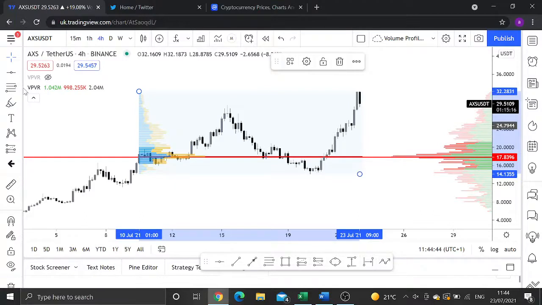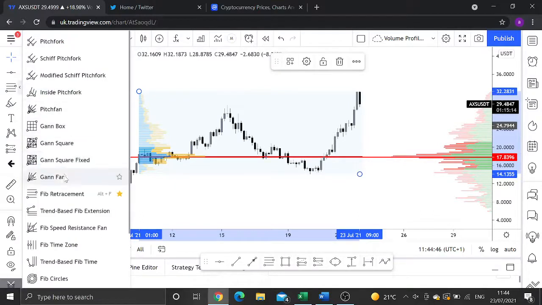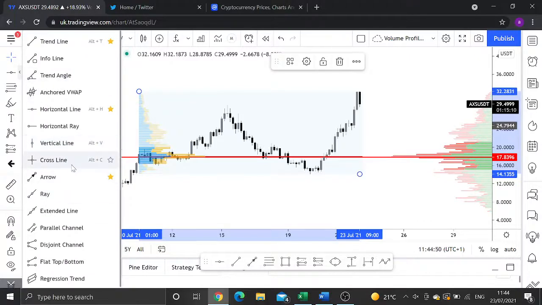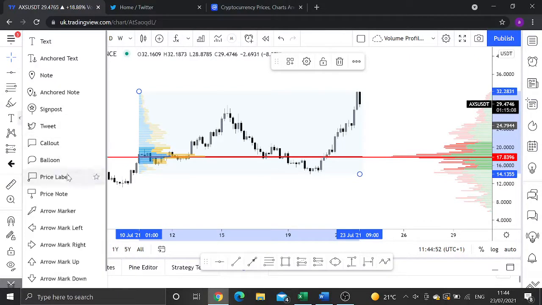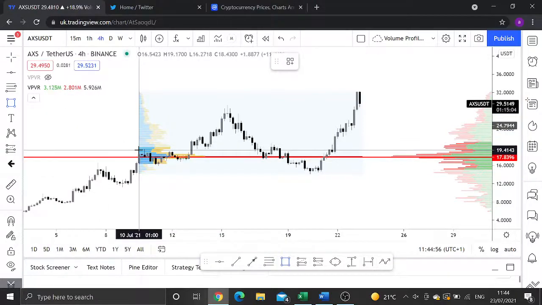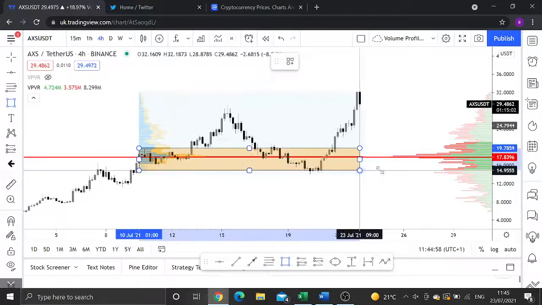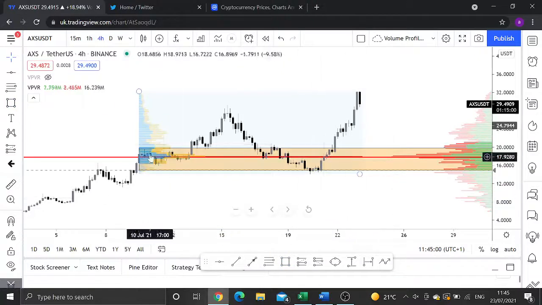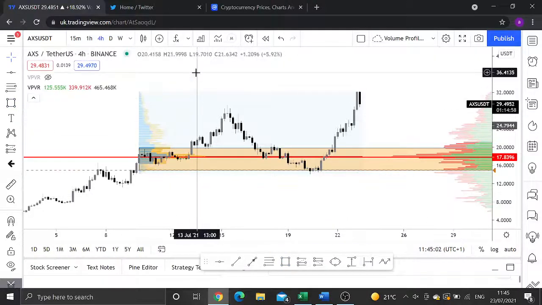I'll highlight it again for you here. But where is it? Ah, there it is, rectangle here. I'll just highlight that for you there, look at that. So if I was looking at this trade, or where I'll short it to, or where I will long it from, it will be in between this region here. At $16 to that $20 marks, a good region to be looking at.